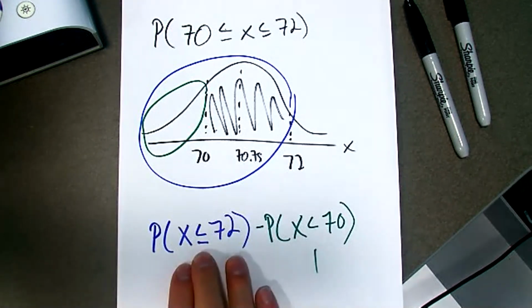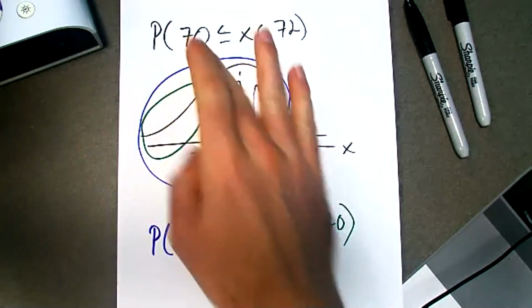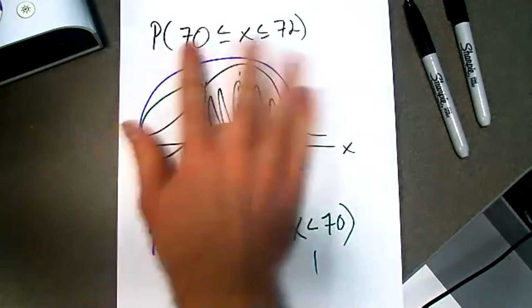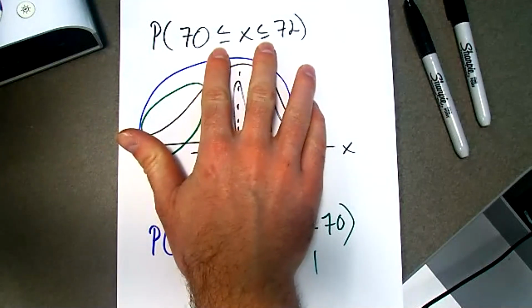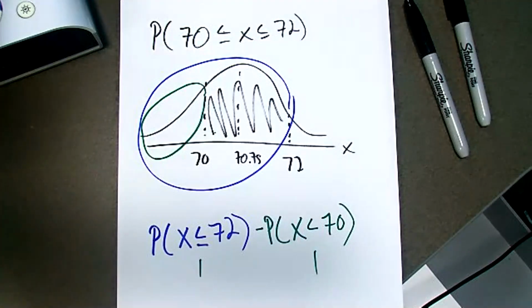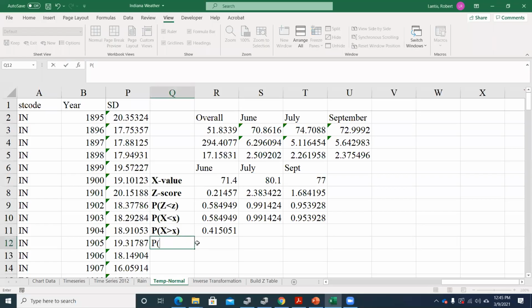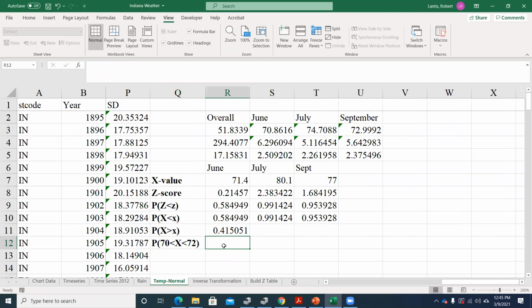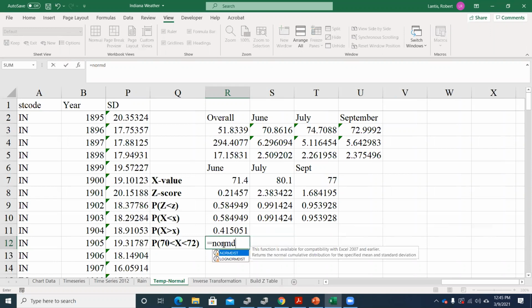So if we take every number below 72 and then subtract out the probability of every number below 70, what I'm left with is just the numbers that are in between. So if I want to think about what this looks like in Excel, I don't have the equals signs on here, which isn't a huge deal because we said the probability of any one specific value is 0, so that shouldn't change our answer much or at all. So I can use that norm.dist function.